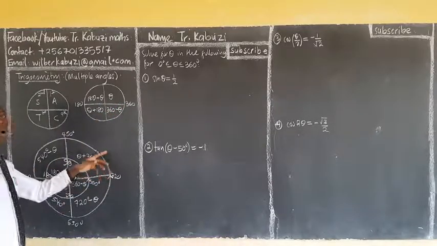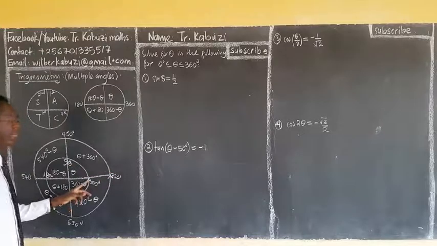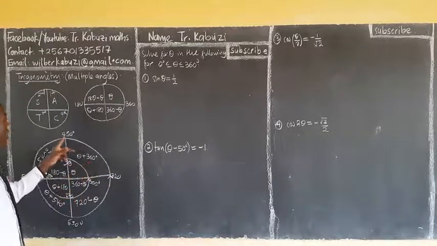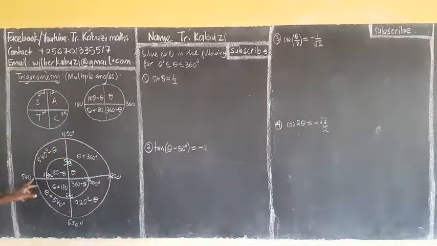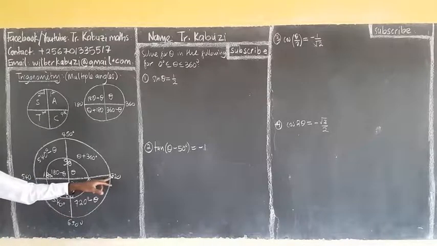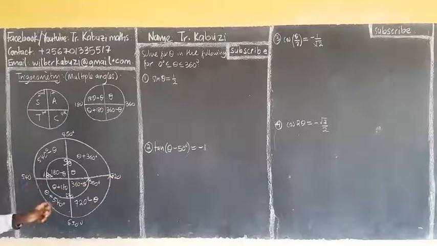Now, if you go on the second revolution from 360, if you add 90, you get 450. From here, you add 90, you get this. And from here, add 90, you get this. And from here, add 90, you get 720. That's what we call the second revolution.